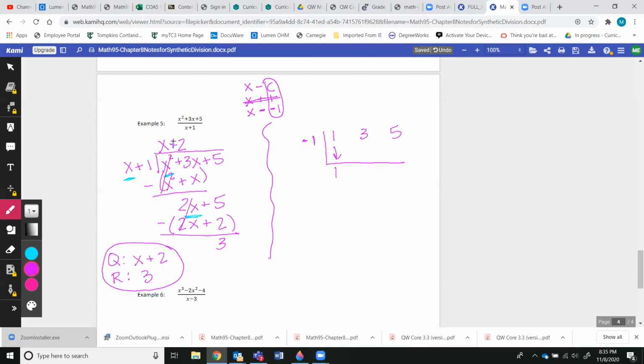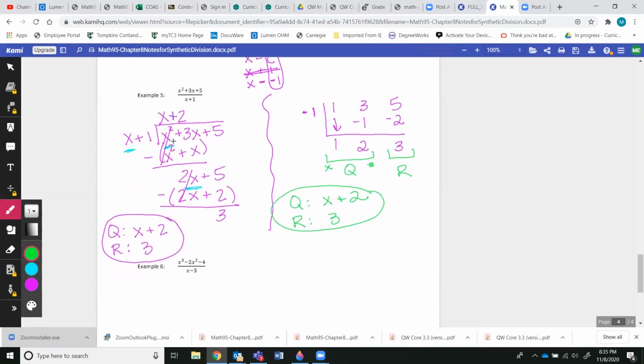Okay, so I bring down this leading coefficient. Negative 1 times 1 is negative 1. 3 minus 1 is going to be 2. Then I multiply, and then I add. So again, now, this is my remainder. These are my quotient, okay? This is a plain old number. This is x to the first power. So my quotient is x plus 2. My remainder is 3, just like I got the other way, obviously.